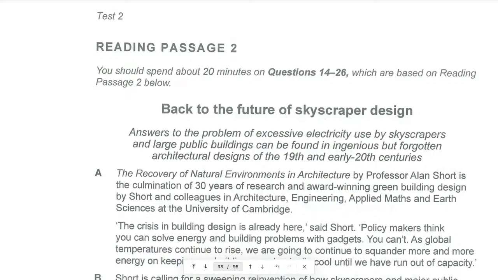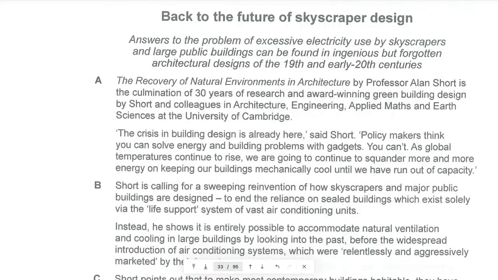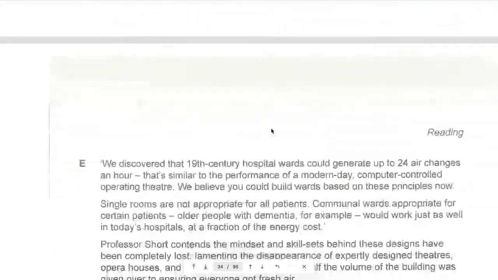Let's move on to test 2, reading passage 2. You should spend about 20 minutes on questions 14 to 26, which are based on reading passage 2 below. Back to the Future of skyscraper design. Last time you did that already, and we already fixed that one.